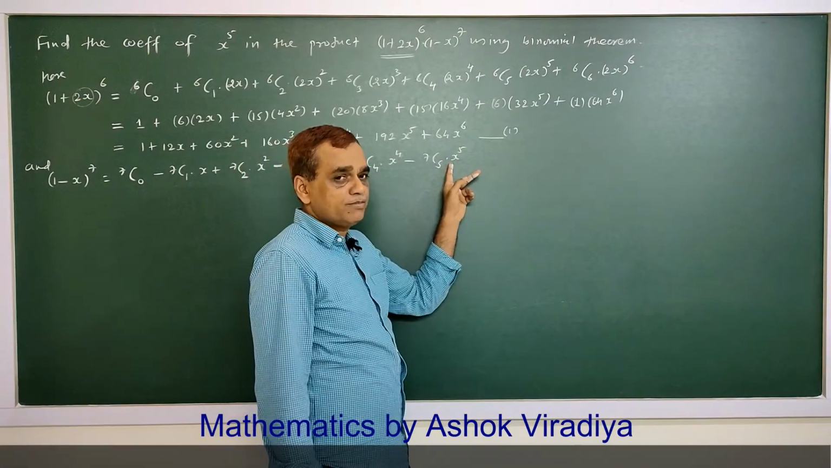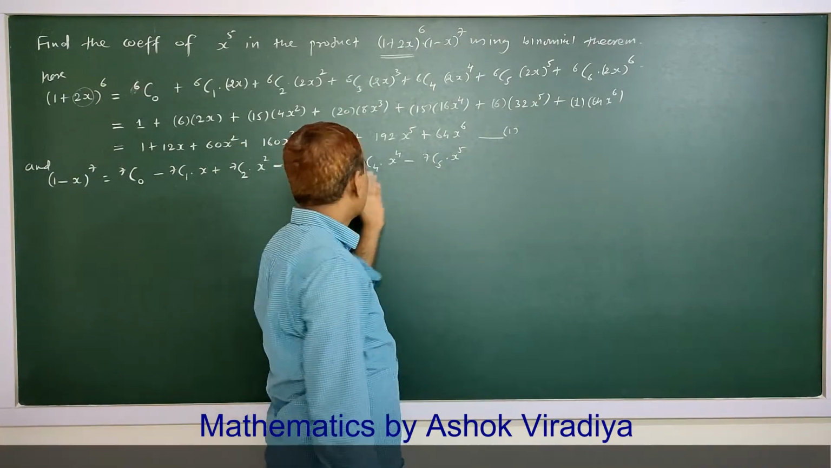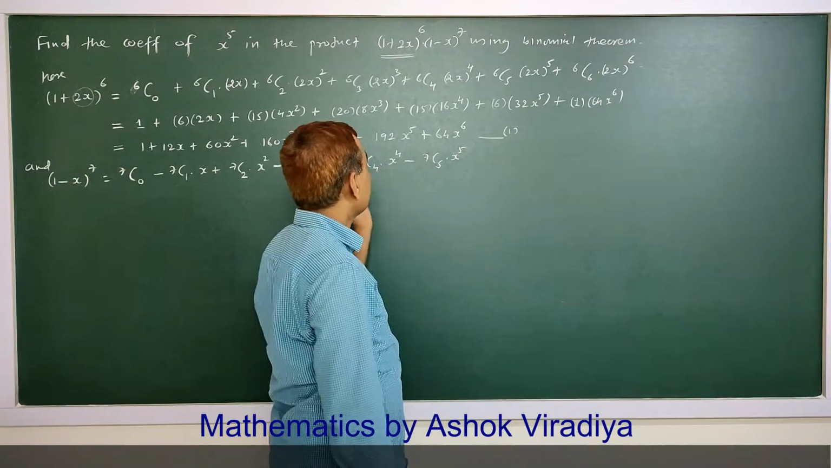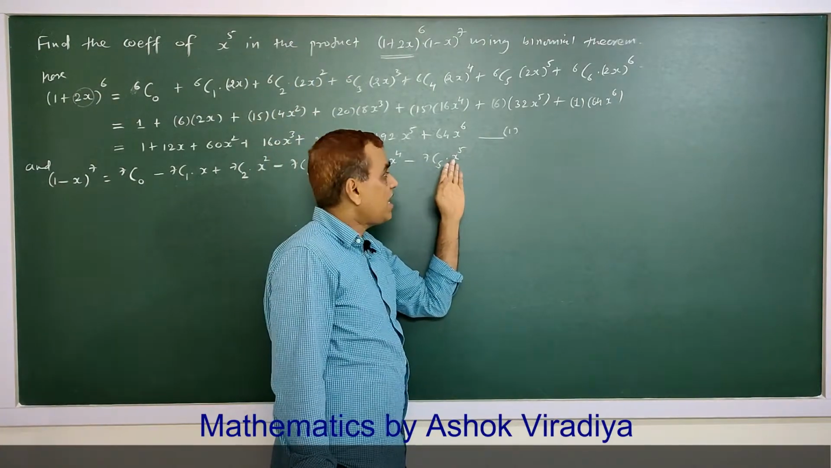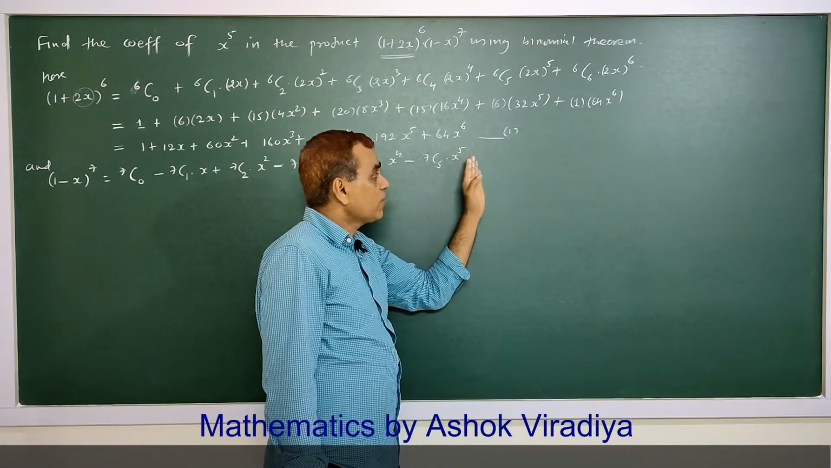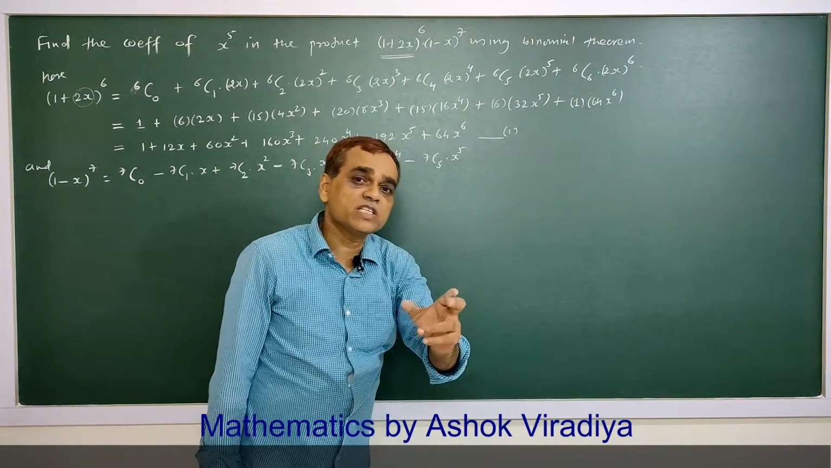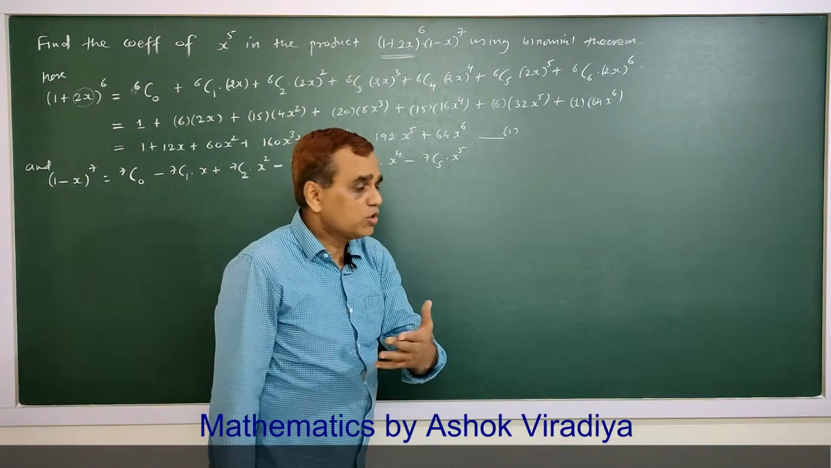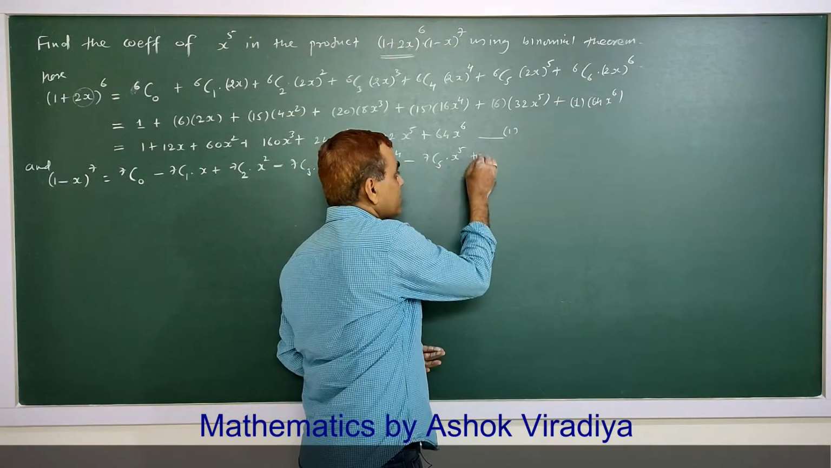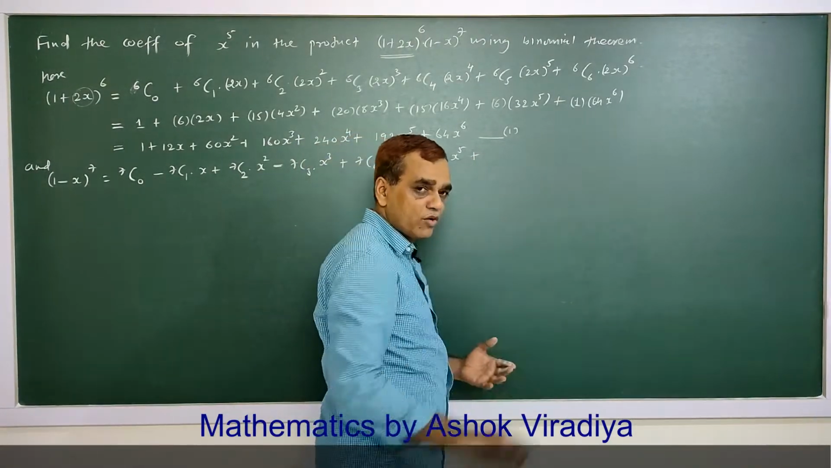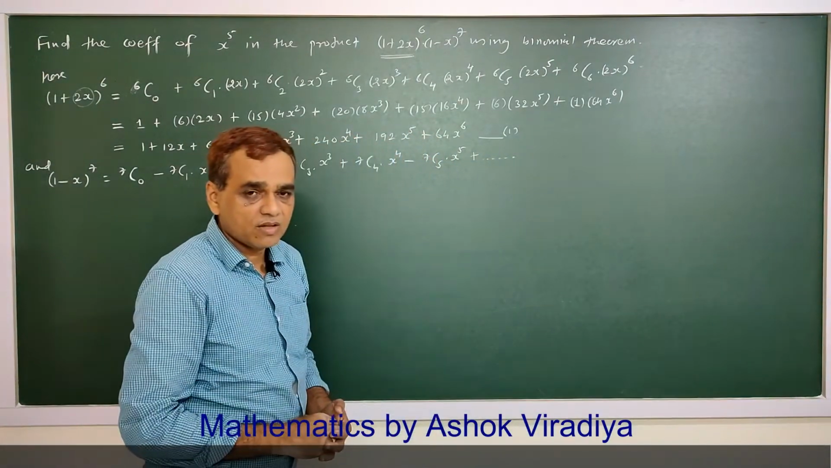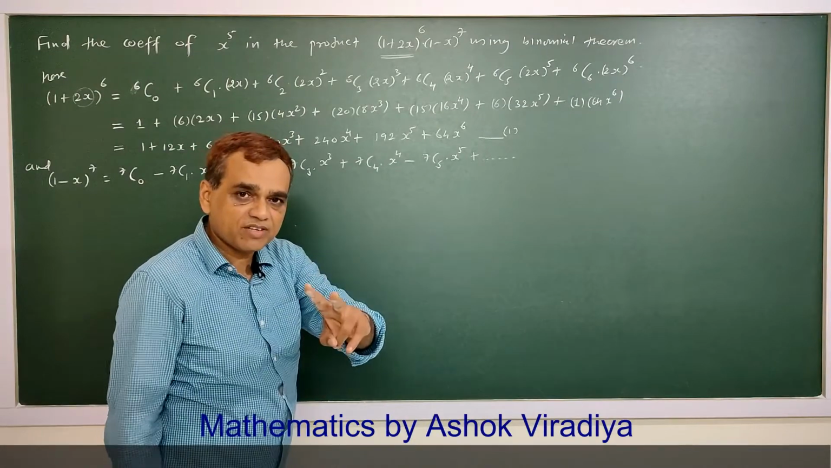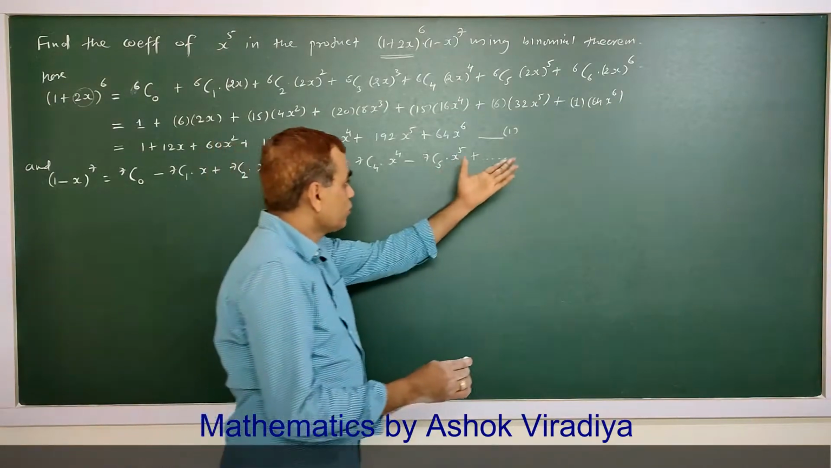Till this, terms will be used in calculation because we need the coefficient of x raised to 5. After x raised to 5, whatever terms there are will not be used in calculation. So if there are many more terms after this, we can leave those terms as dot dot dot. But here only two terms are left. So let me keep those two terms.